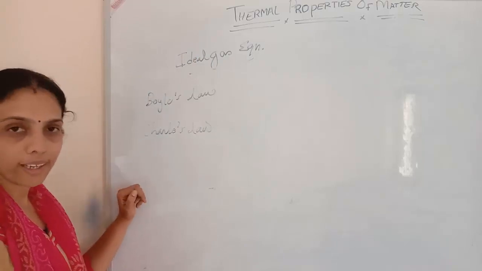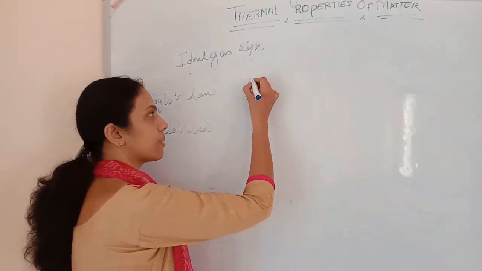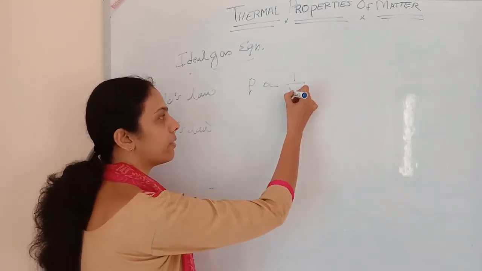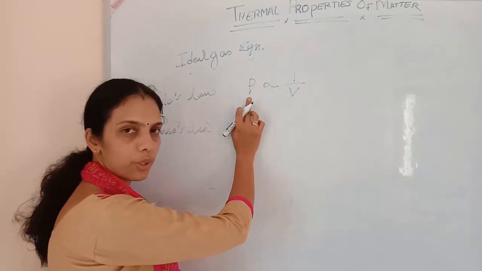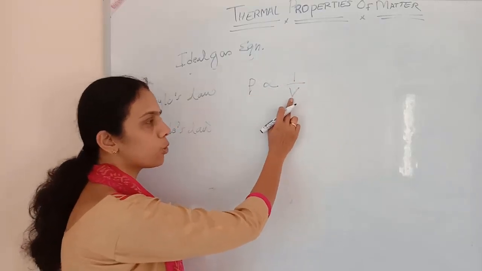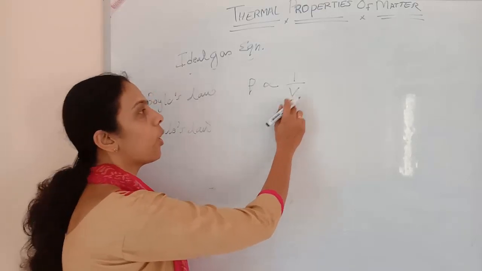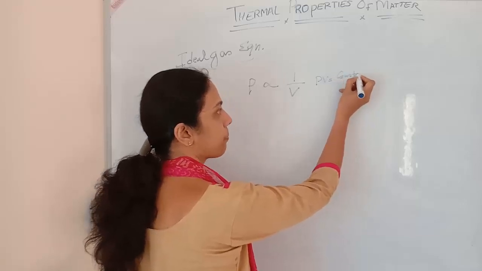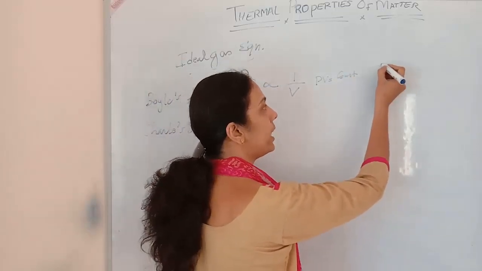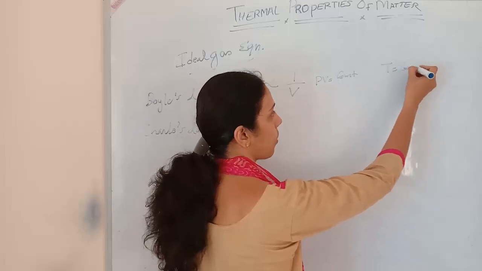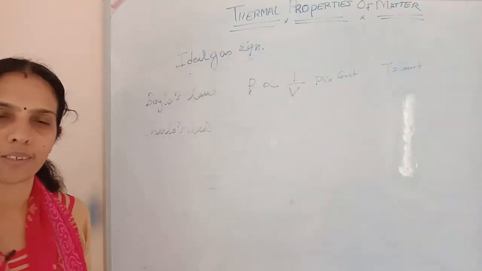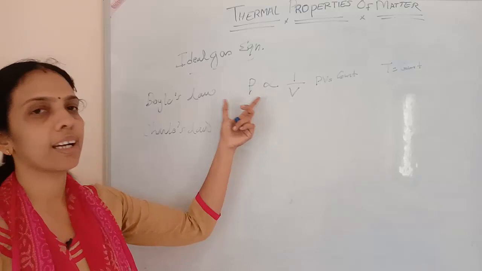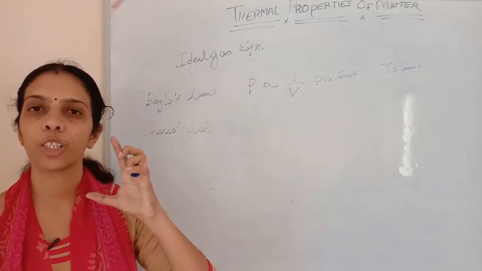According to Boyle's law, pressure acting on a system is inversely proportional to volume, P proportional to 1 by V, or we can say PV equals a constant. This happens only if temperature is constant. Keeping temperature constant and varying pressure and volume, we understand that P is inversely proportional to volume.